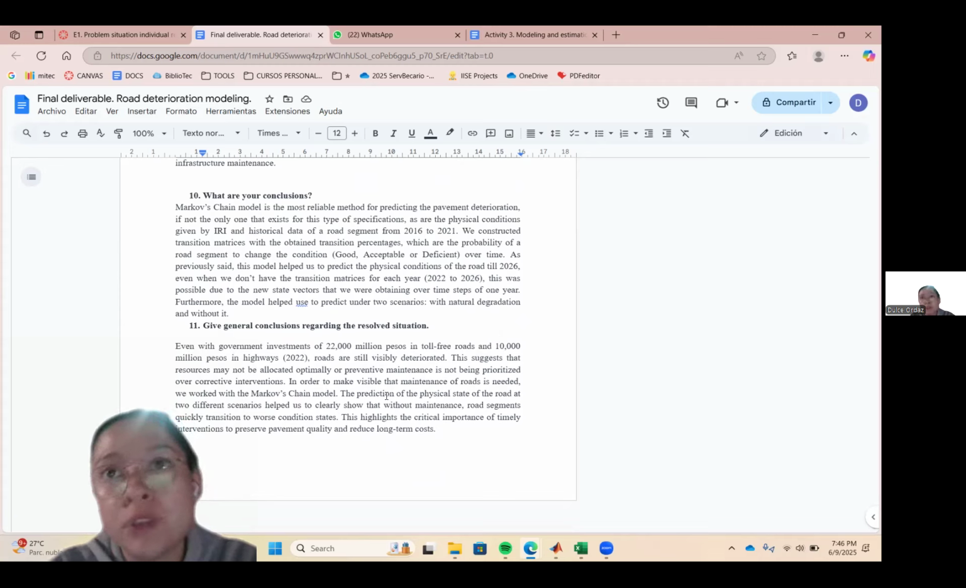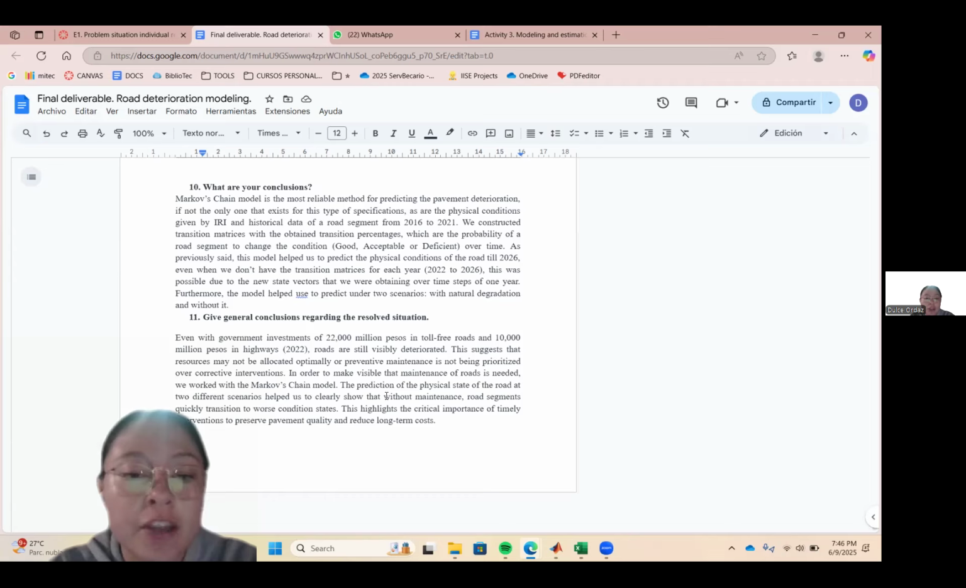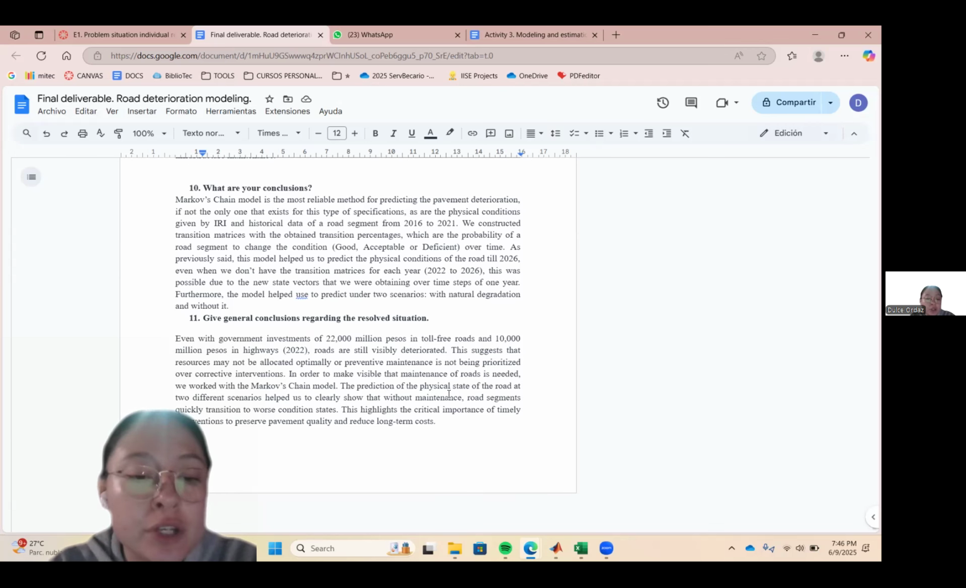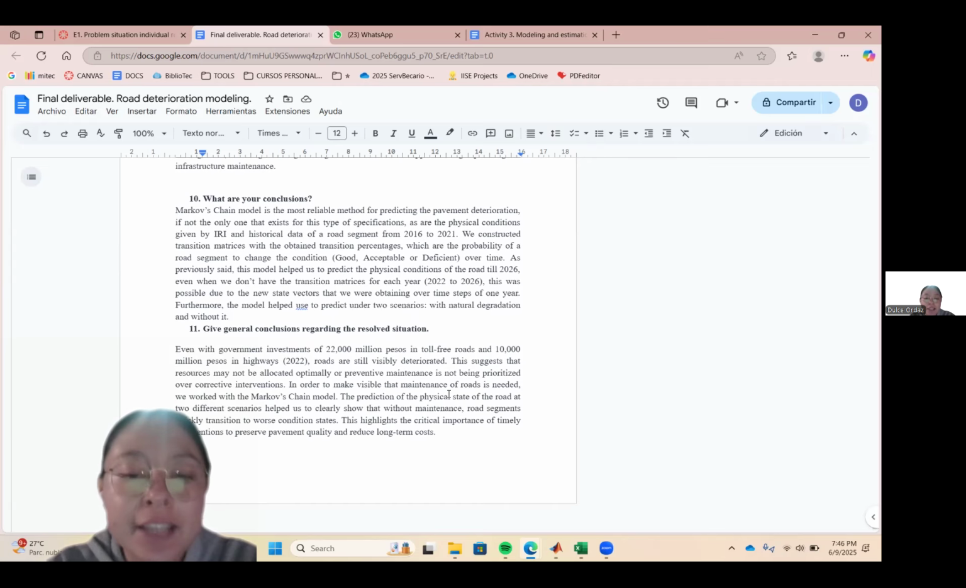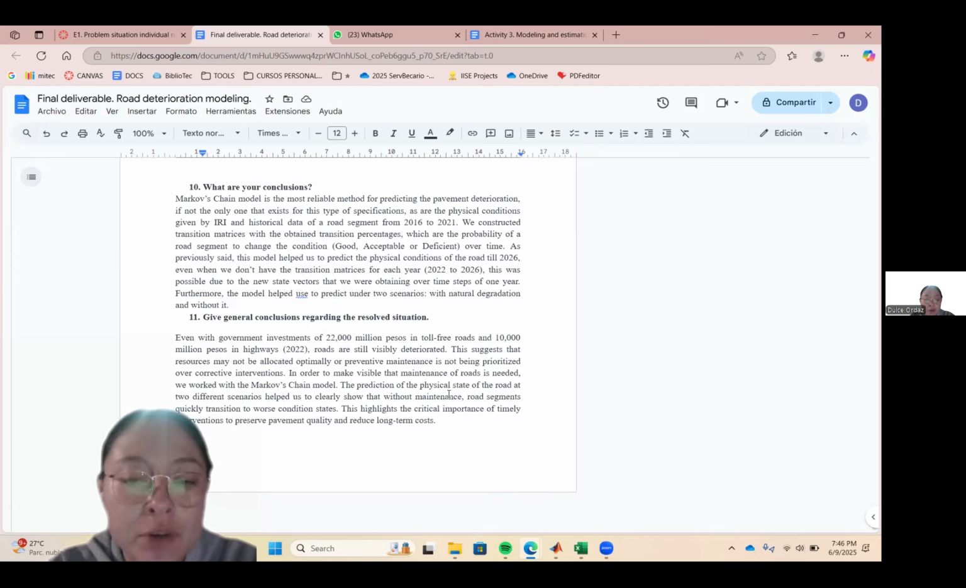That is the transition matrix that we are assuming. The predictions of the physical state of the road in two different scenarios help us to clearly show that without maintenance, road segments quickly transition to worse conditions. That's why we assume, lastly, this transition matrix. And this highlights the critical importance of timely interventions to preserve pavement quality and reduce long-term costs.